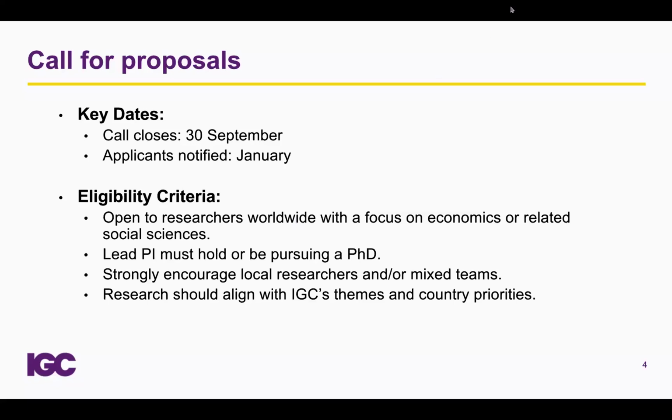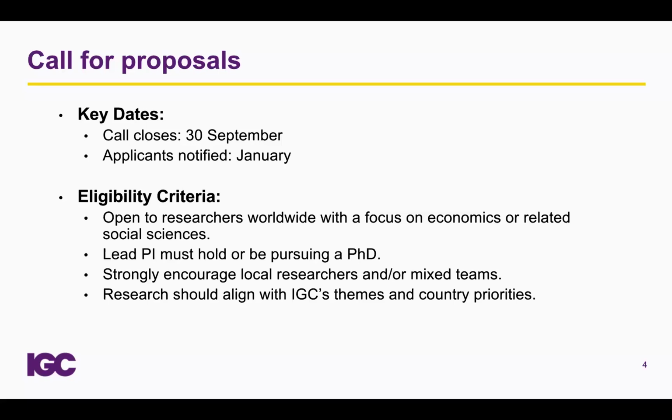So this is just basic information on the call. The call closes on the 30th of September, and we expect to make decisions and notify applicants in January. I would encourage you to go visit the website. It has a wealth of information, including resources for researchers who are interested in applying. It has guidelines for applicants, as well as links to our research strategy, our evidence papers. It has a step-by-step guide on how to apply for the call. So if anyone is actually interested in applying, I would strongly encourage you to carefully read through the main section on the call for proposals website, and then follow the steps carefully.